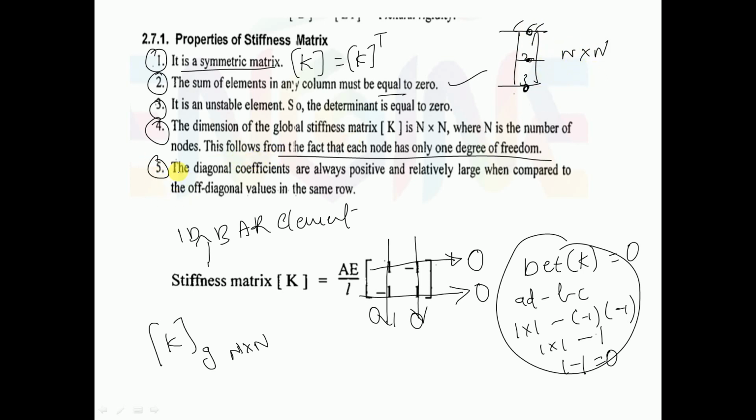Then coming to the fifth one: the diagonal coefficients are always positive. You can see here the diagonal coefficients. These are the diagonal elements of the particular matrix. So the diagonal elements are always positive and relatively large when compared to the off diagonal values in the same row. This is the fifth property.